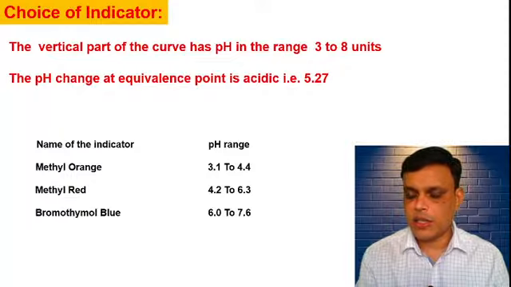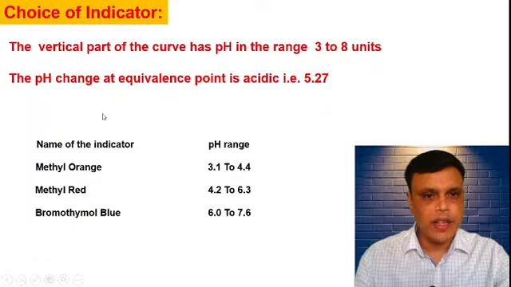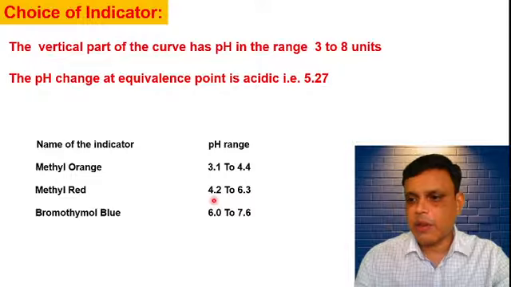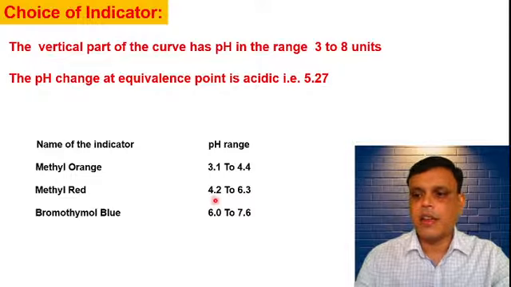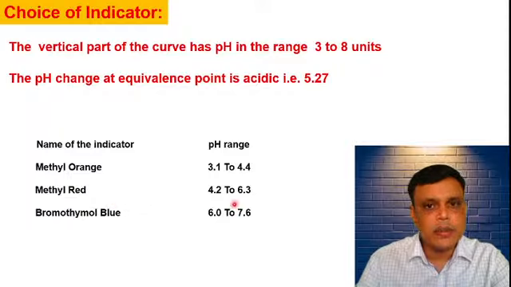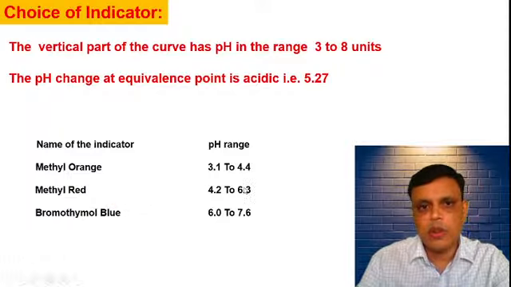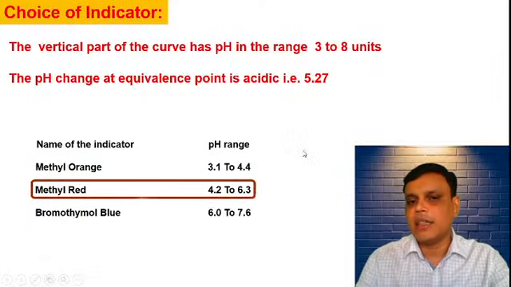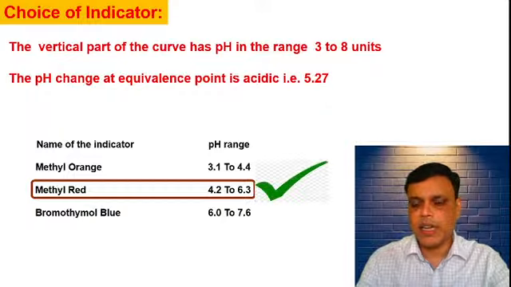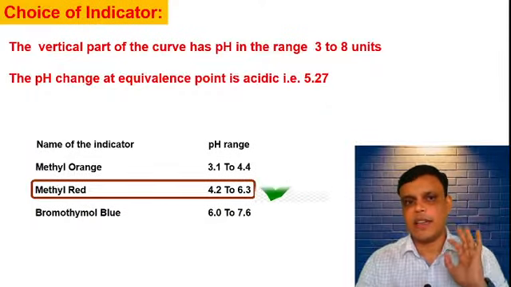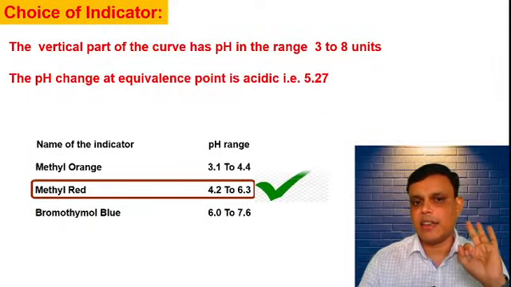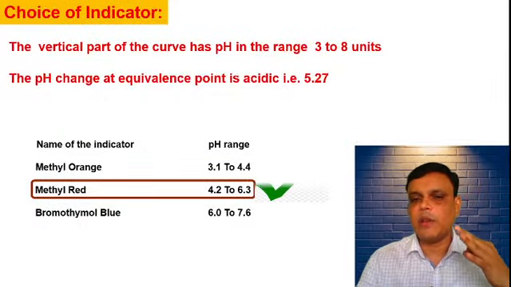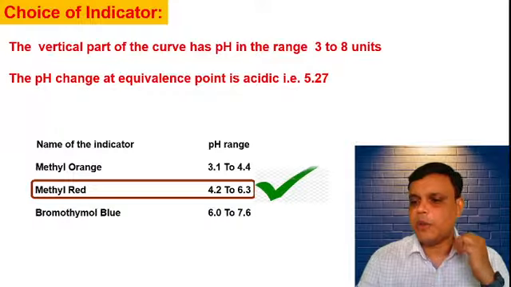Methyl red. Istisham is saying methyl red, correct. Now everyone is saying methyl red. Okay. Now see, methyl red's pH range is 4.2 to 6.3. So it covers 5.27. So methyl red is the best indicator for this titration, that is ammonium hydroxide and HCl titration. If you are doing this titration, you have to use methyl red indicator, so it will give you a correct endpoint.